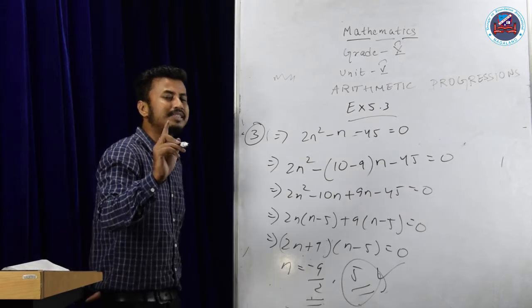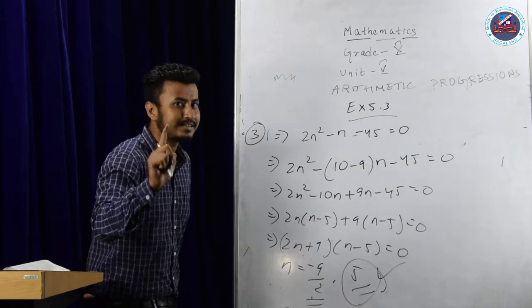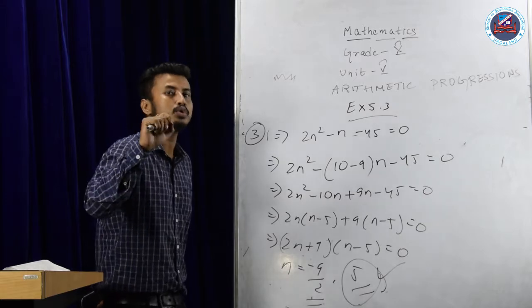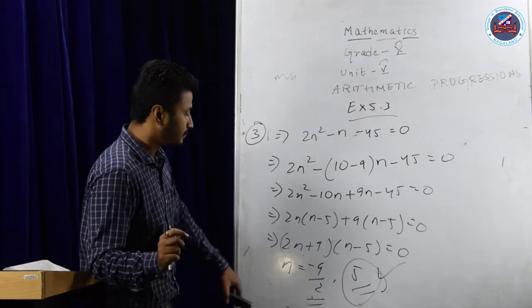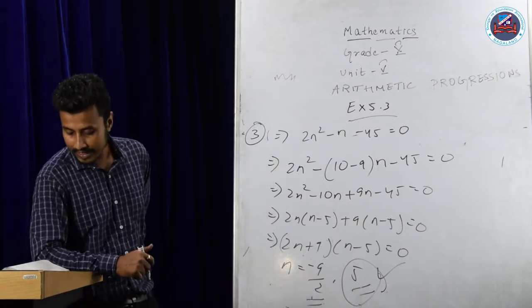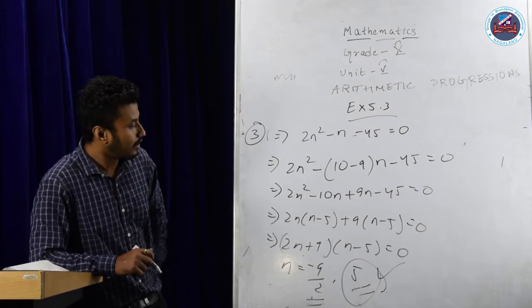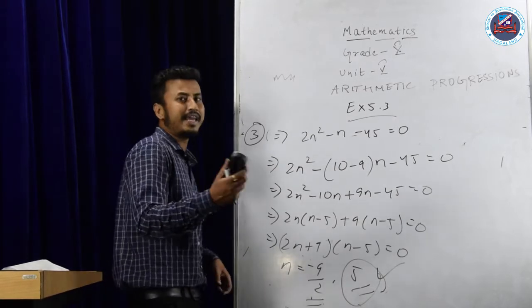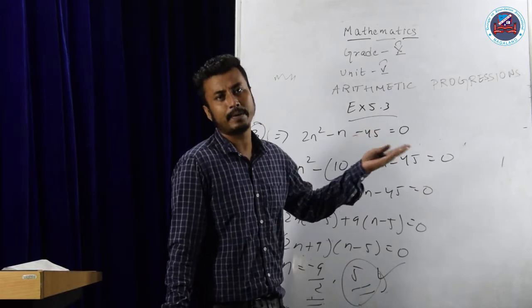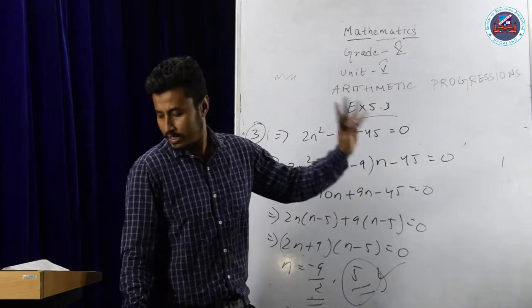Because the number of terms can never come in fraction. Like I said, you will never hear the statement that there are 23 by 2 students in my class. So the value of n is 5. So first data we have calculated, n nikal gaya. Next you have to find an. To find an, what will you do? Directly you will find out a5. a5 equals a plus 4d. Put in that formula, you will get your answer.